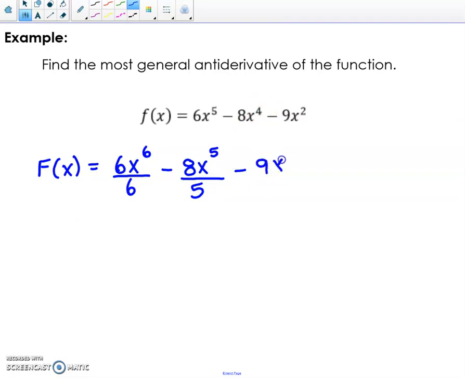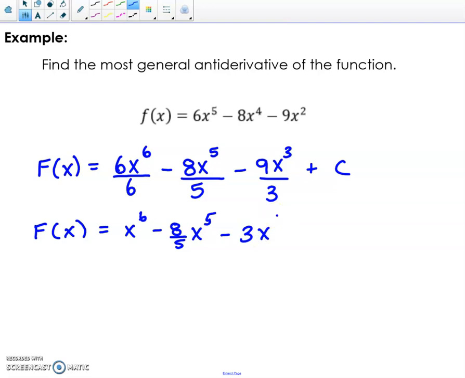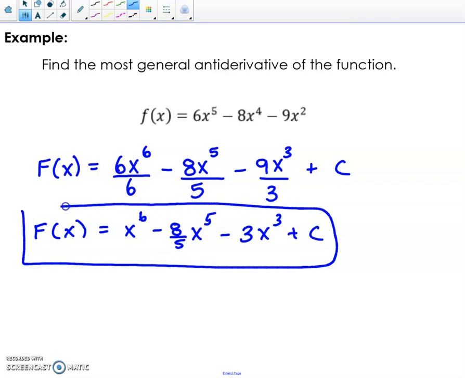And then negative 9x, instead of squared, we increase it by 1, so cubed over 3, because that's the new exponent. And then we have plus a constant, so plus c. Just to clean it up a little bit, we're going to divide. So this becomes x to the 6th minus 8/5 x to the 5th minus 3x to the 3rd plus c. And you could always double check your work by finding the derivative. If we took the derivative of this, we would have 6x to the 5th minus 8x to the 4th minus 9x squared, which is what we started with.